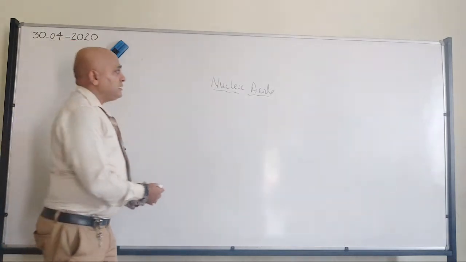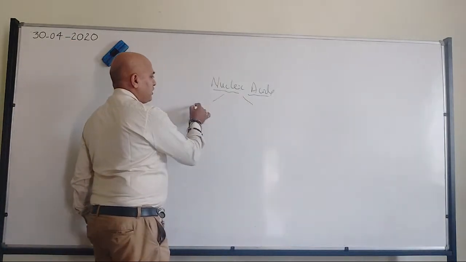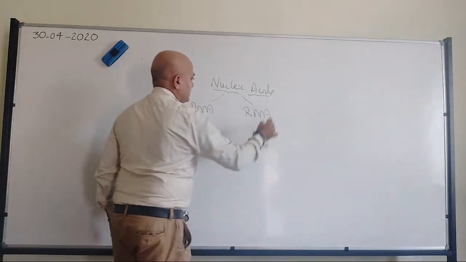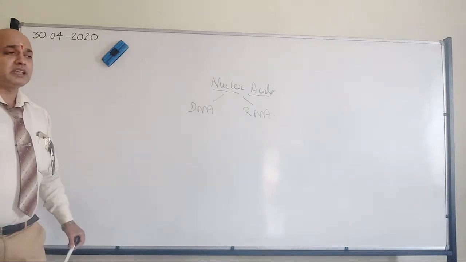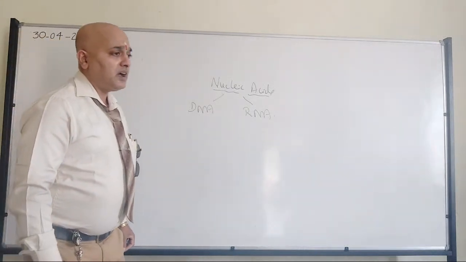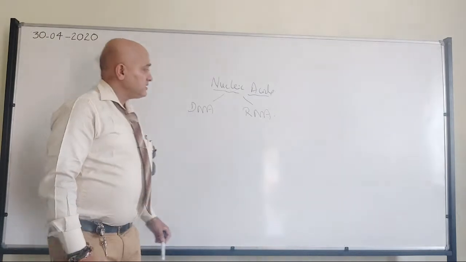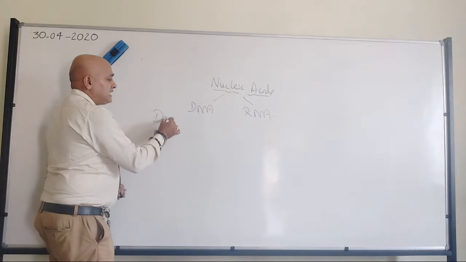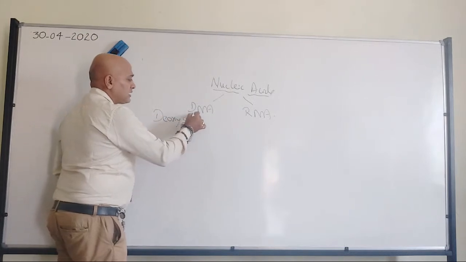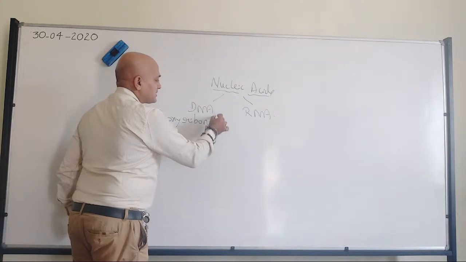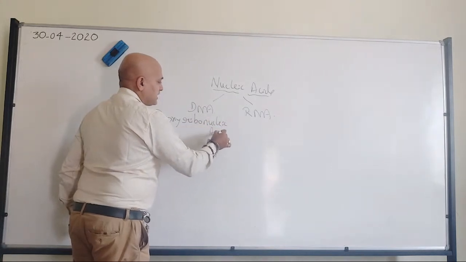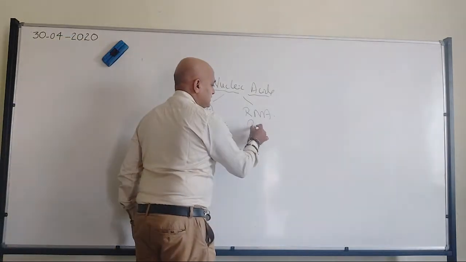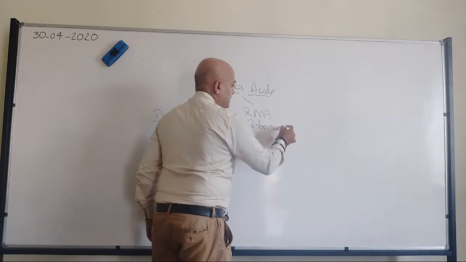Fine. So, very important examples here, all of you know, are DNA and RNA. These are the two important nucleic acids present in our cells. Right? So one is DNA and another one is RNA. DNA is nothing but deoxyribonucleic acid. Similarly, RNA is ribonucleic acid.